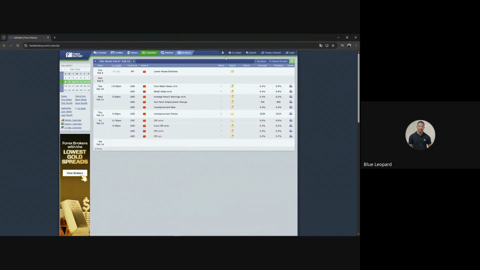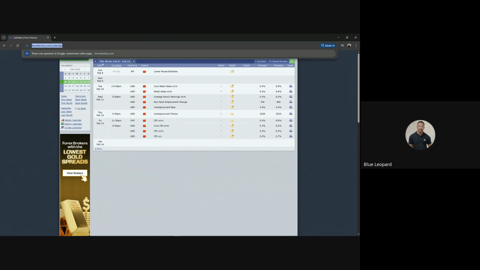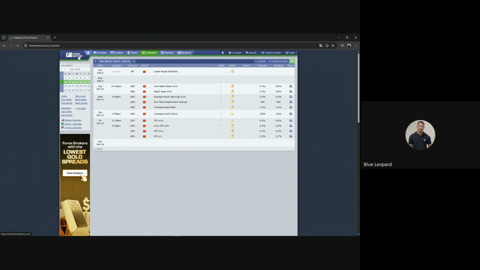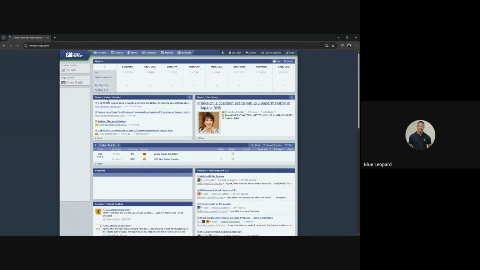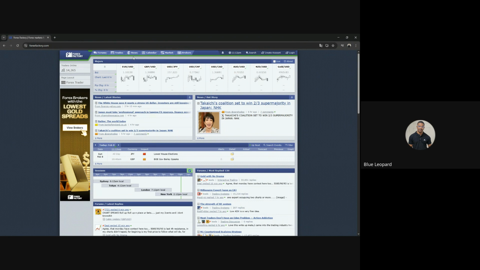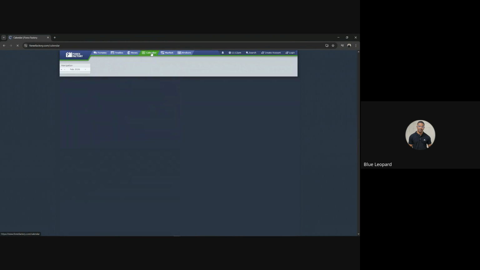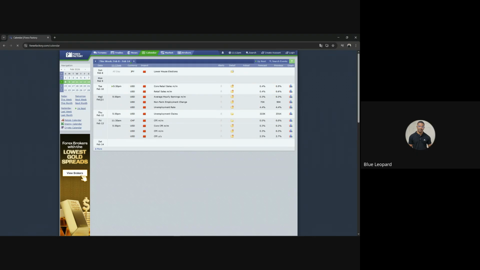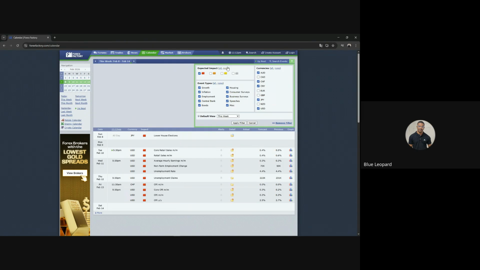Because when I go to the calendar here and I go to filter, you see here, this is Forex Factory. If you go to Forex Factory, it will start here, and then you will go to calendar. And when you go to calendar here, you have the different dates that we have major news next week. So you have the whole week, Monday, Tuesday, Wednesday, Thursday, and Friday. And from here, you can just go and filter. You can choose which pair you want to focus on.